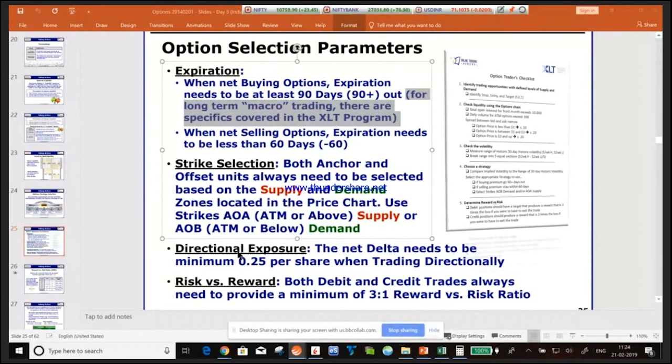All right. Now, when you are doing directional trading, like buy call, buy put, sell put, bull call spread, bear put spread, bull put spread, bear call spread, either of these you are going to do, the net delta, that is whatever combination of units you are using, the total net delta should be 0.25.